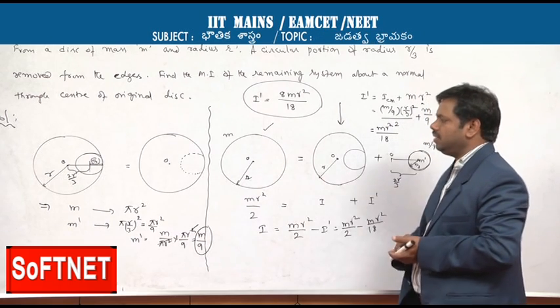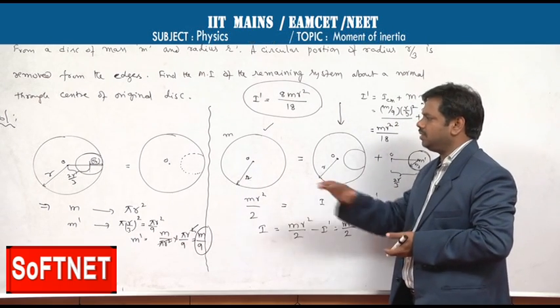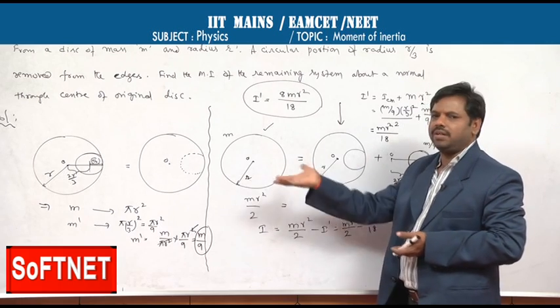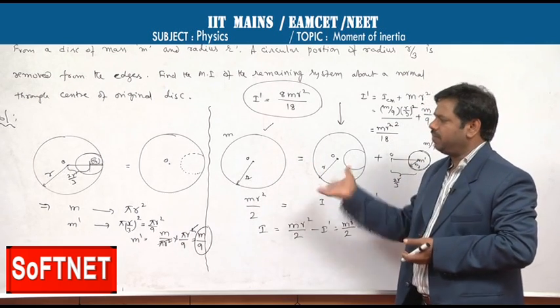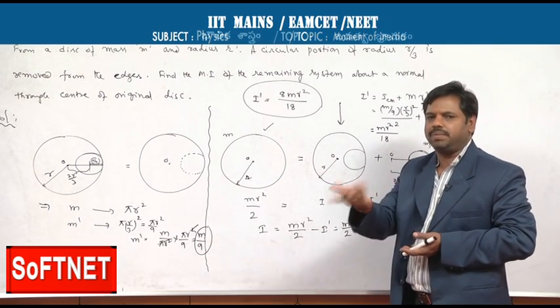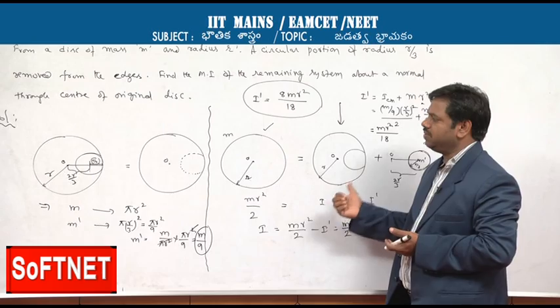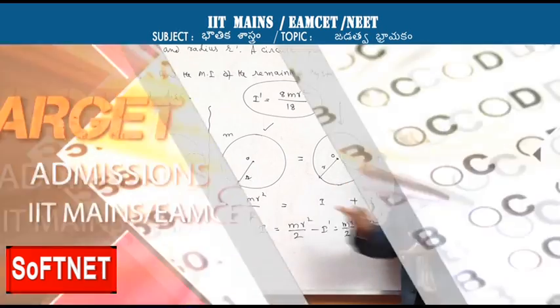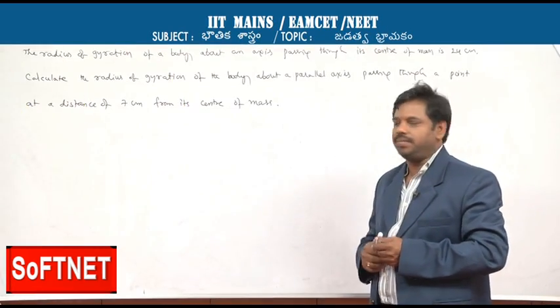Now in the place of the disc, we can take a sphere or a square, and from that we can remove any kind of part, and from that we can easily find out the moment of inertia of the remaining part with respect to the given axis. So this is a very, very important problem, you practice once. Now we solve a simple problem here.